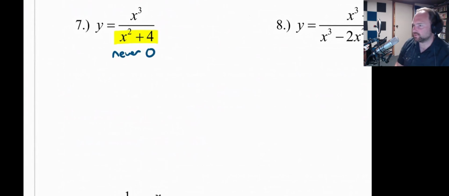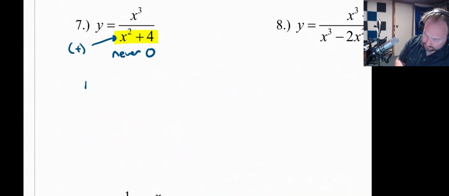If you think about it for a minute, you'll see what I'm talking about. X squared is always positive. Always positive. And then from there, you're going to add 4 to it. The smallest thing x squared can be is 0. So the smallest thing the bottom can be is 4. This is never 0. So there is no vertical asymptote.